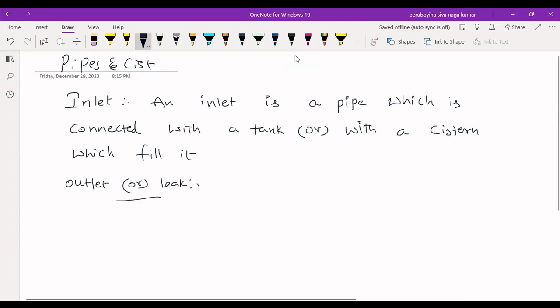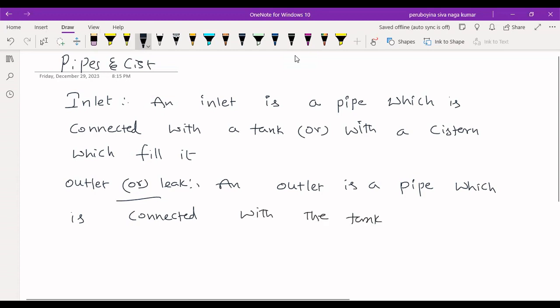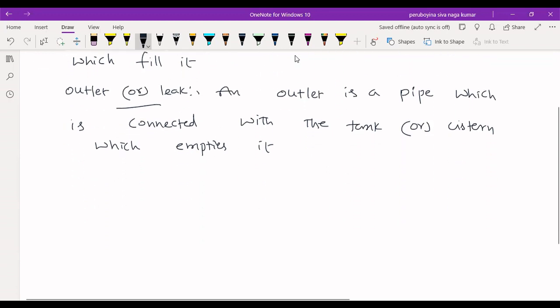What is an outlet or leak? An outlet is a pipe which is connected with the tank or cistern, which empties it. Okay, this is what an outlet is, or you can also call it a leak. Understood? Concepts and formulas. So what are the formulas we are going to use?